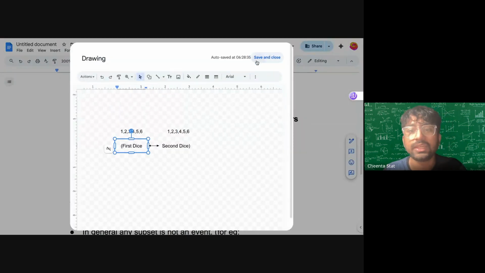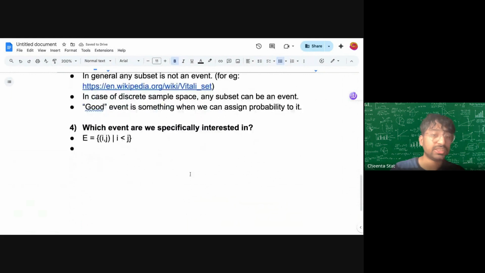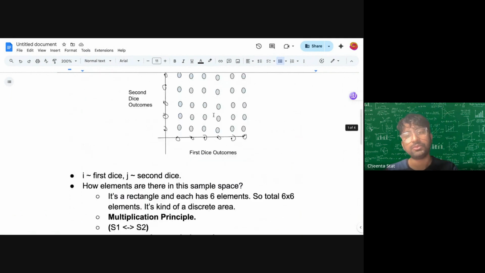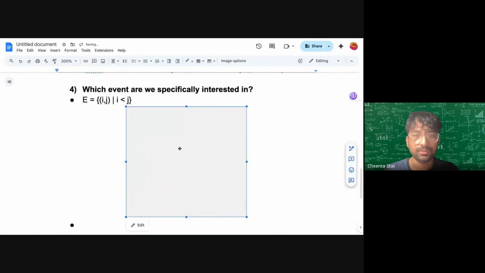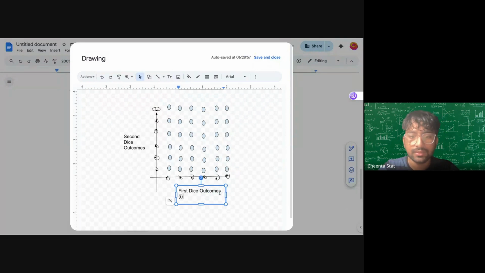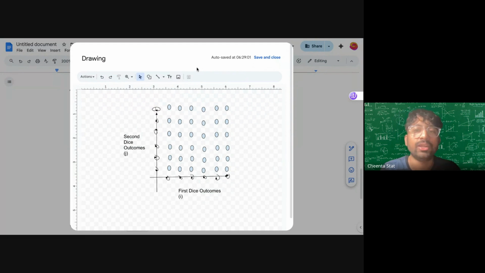So the next question. Which event are we specifically interested in? This specific event E is i comma j. If you now try to understand a subset of it, let's try to visualize it. In this visualization, let's call this i, because it's the x-axis. Let's call this j. So what do you mean by i comma j geometrically?